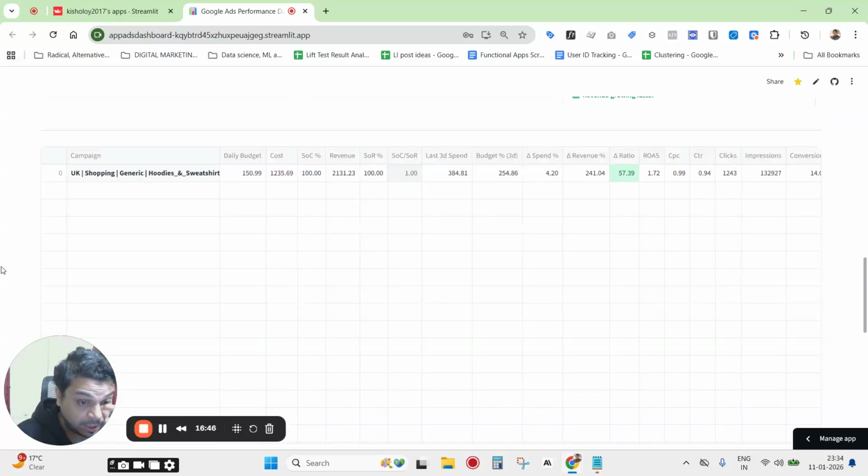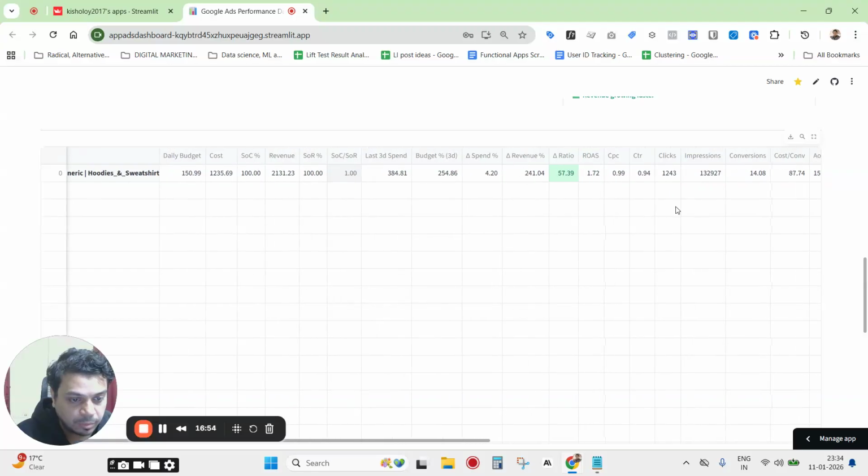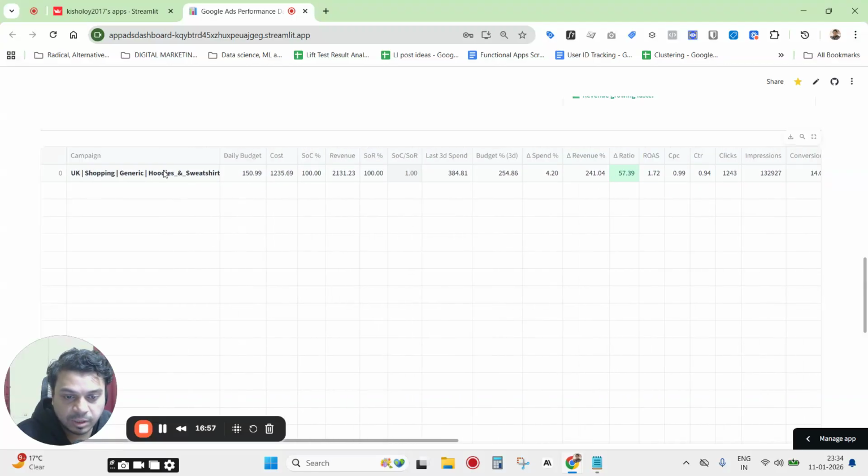So that's a very good thing. It definitely looks scalable. But one thing to notice here, you will have to also check other factors as well. By the way, when you're just seeing one campaign, obviously the share of spend and the share of revenue will be just one, because no other campaign is being shown in this view.